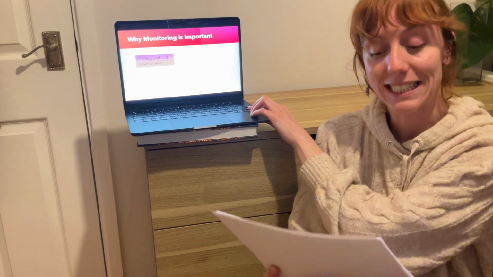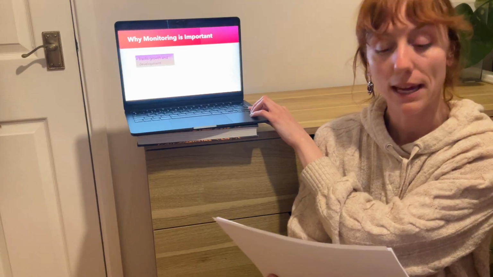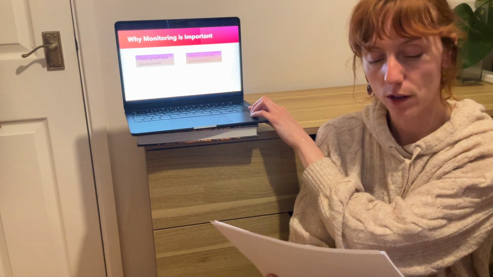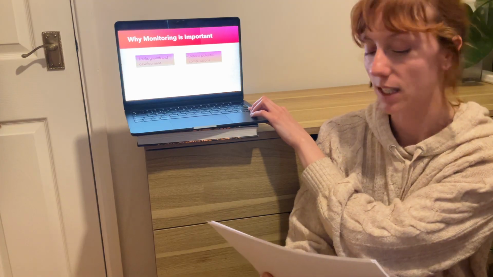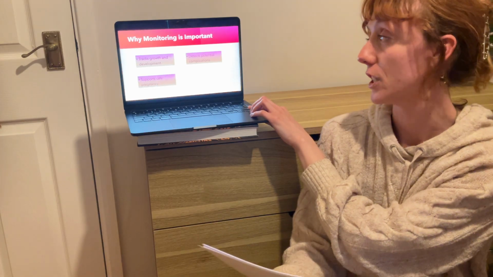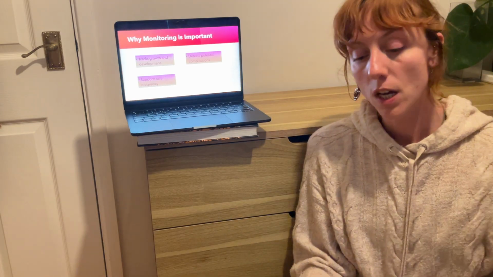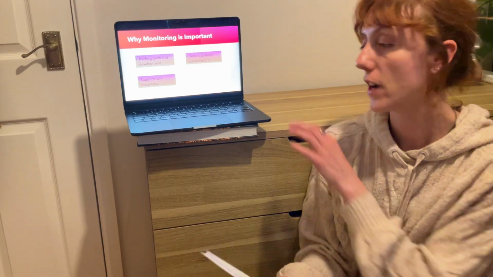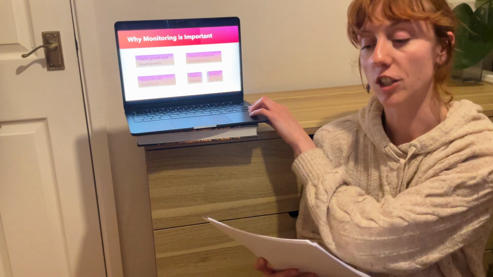Monitoring during pregnancy is essential to ensure that both the mother and baby remain healthy. It allows healthcare professionals to track the baby's growth, detect any potential complications early, and make informed decisions about care. Regular monitoring can also provide reassurance to parents and help guide further tests or interventions if needed.